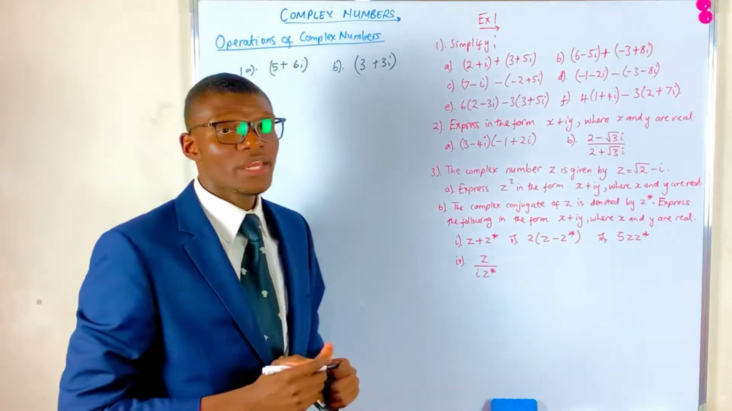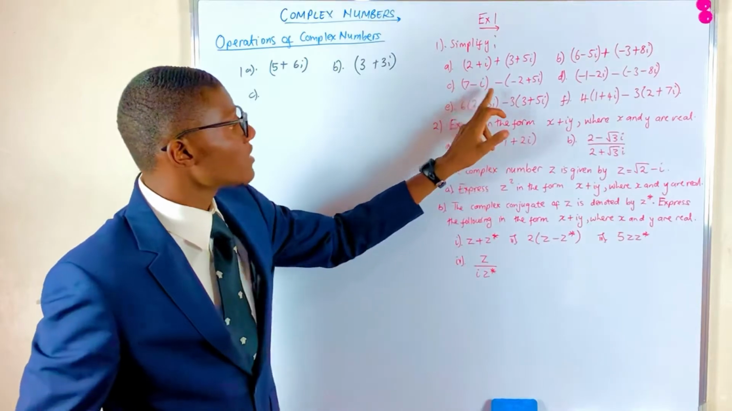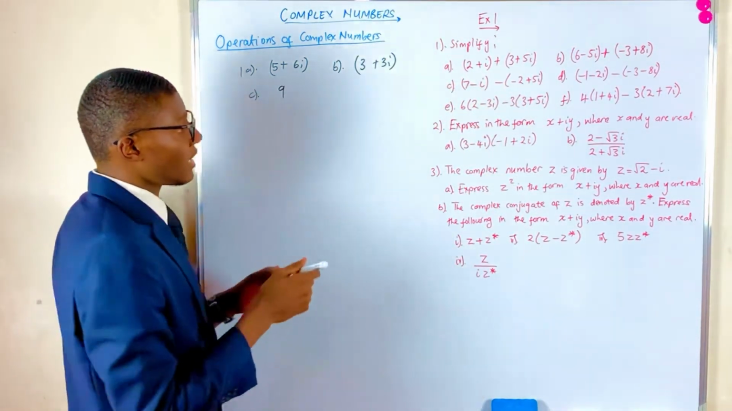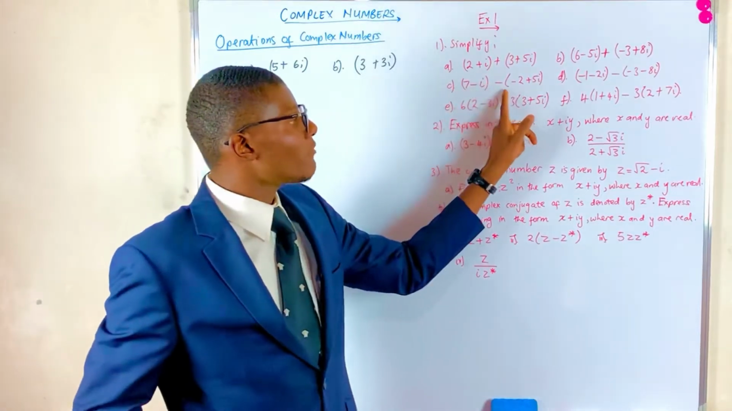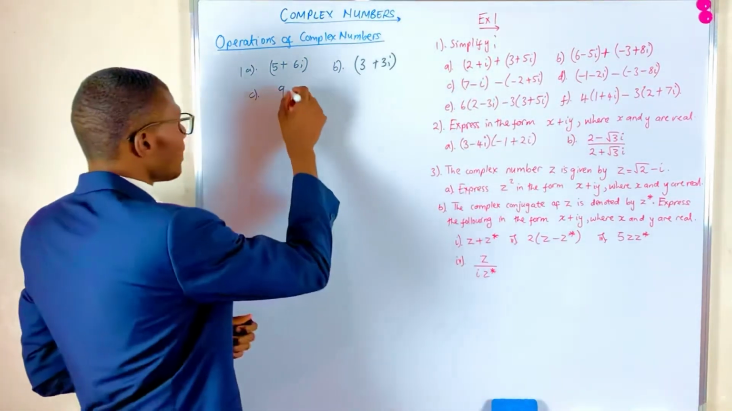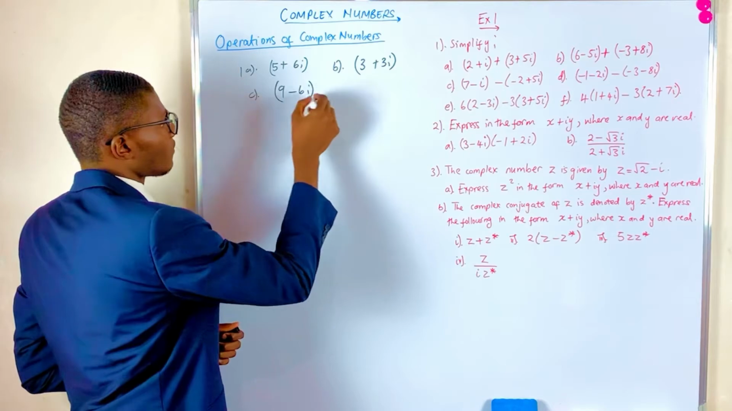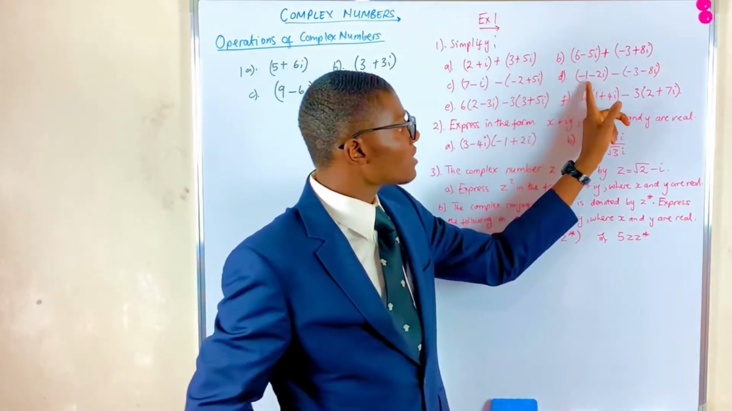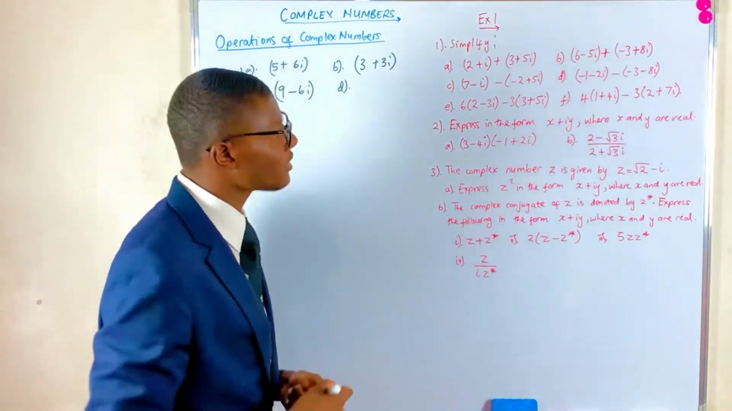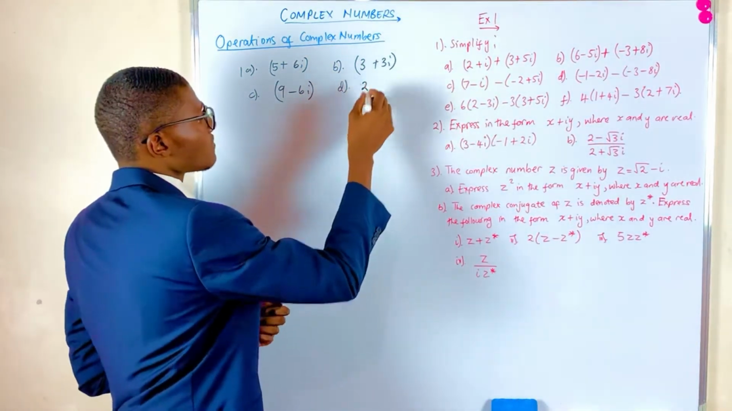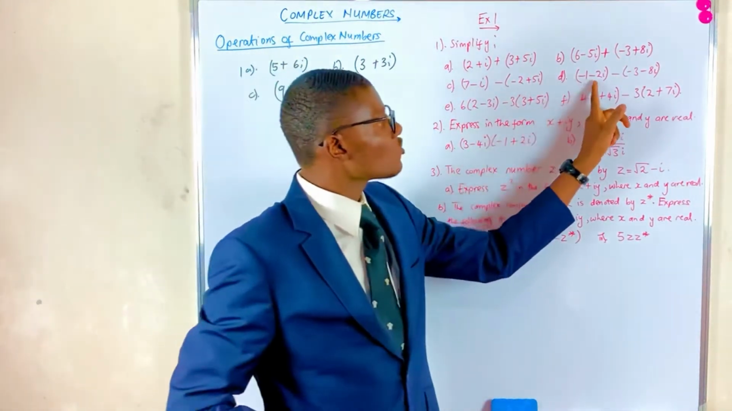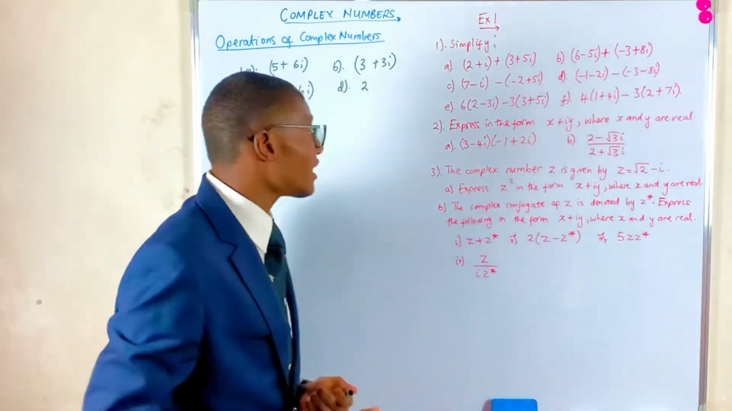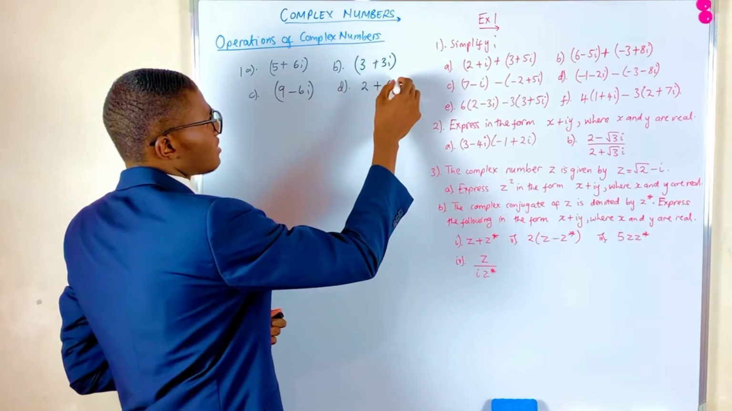Then for part c, this is now subtraction. So 7 minus minus 2, that's 7 plus 2, which gives us a 9. And minus i minus 5i, we get a minus 6i. Then for part d, that's also subtraction. Minus 1 minus minus 3, that's minus 1 plus 3, which gives us a 2. And then minus 2i minus minus 8i, that's minus 2i plus 8i, which gives us a plus 6i.